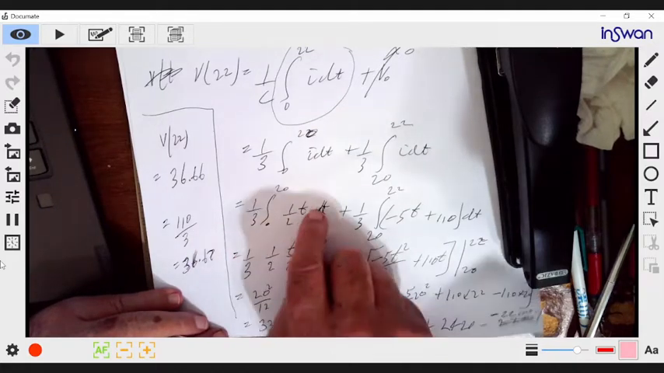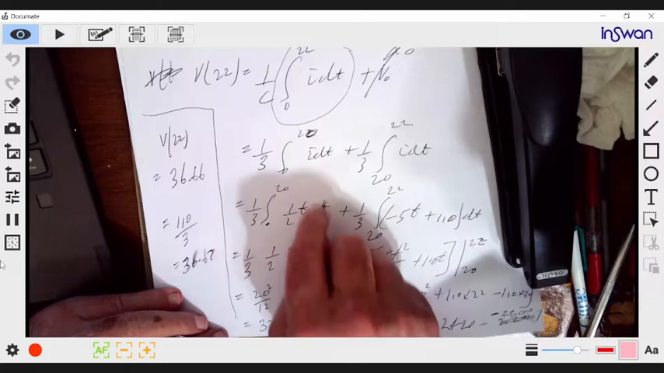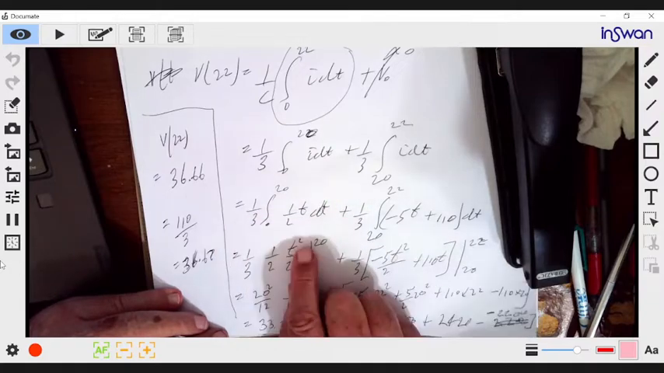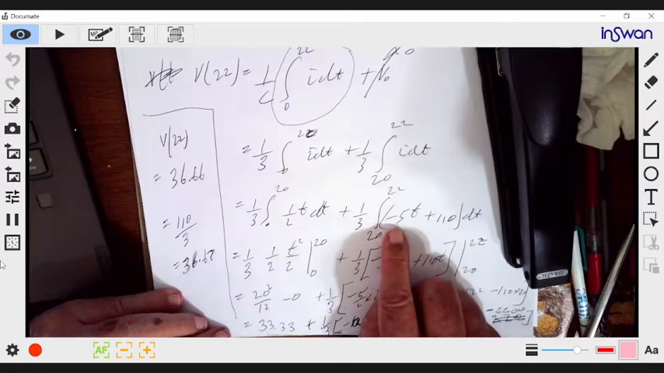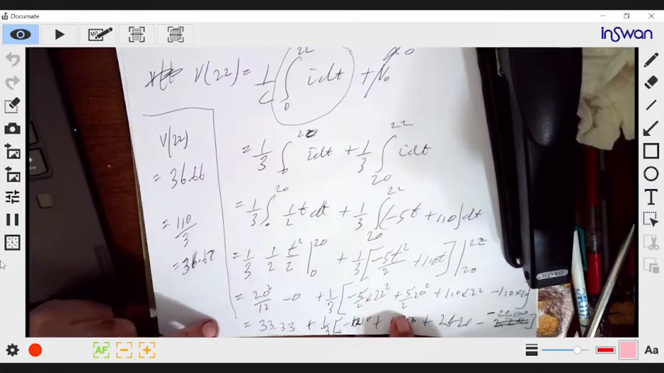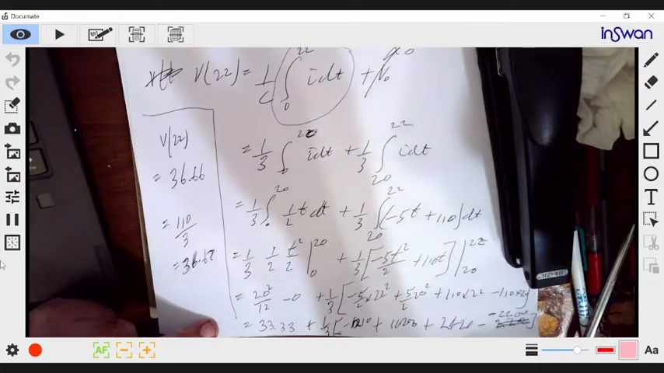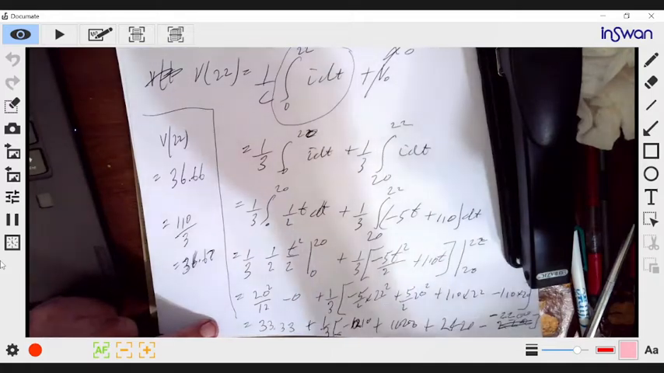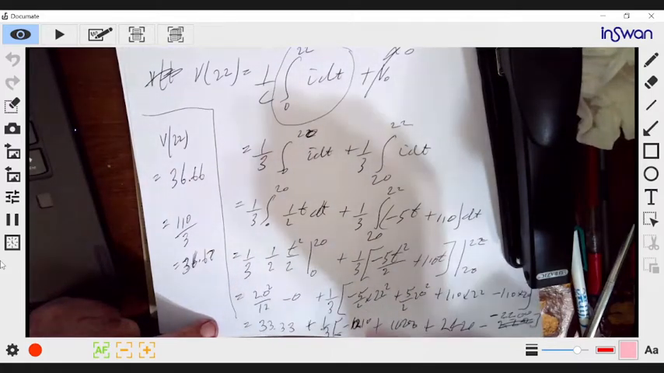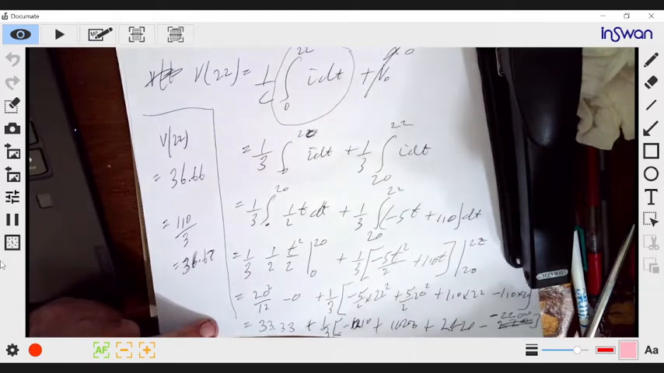For the first segment, the current is a half T. For the second segment, the current is negative 5T plus 110. And the rest is calculus. The rest is how we integrate. The rest is what I will not teach you in this class. The rest is what you should have learned before you came to this class. You're supposed to have Math 171 for this course. I made that very, very clear on numerous times.